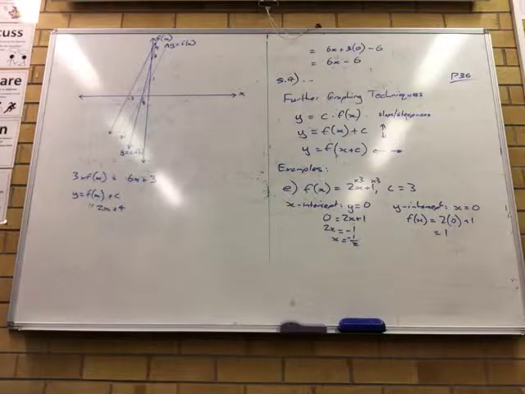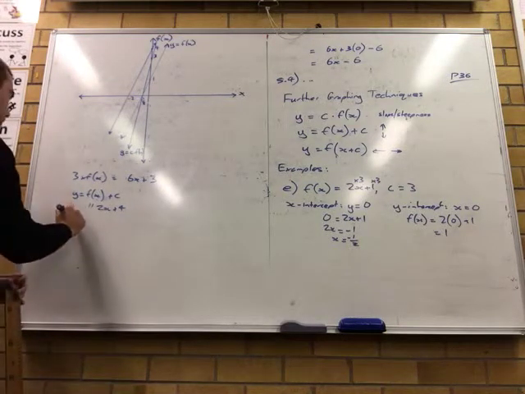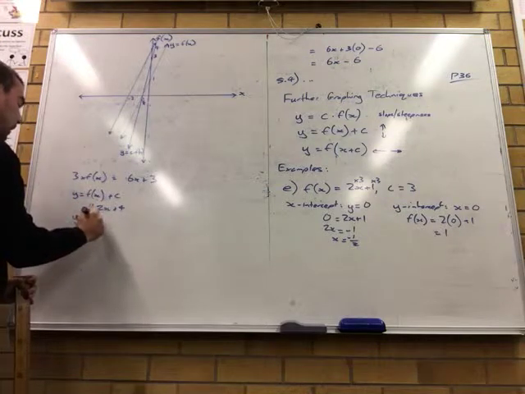So the idea is if you know the original graph or the original function, and you know what effect the constant has on it, you can then use this skill. If you're not comfortable with this, you just go through your normal x and y intercepts and any other forms of graphing that we know. So f of x plus c.